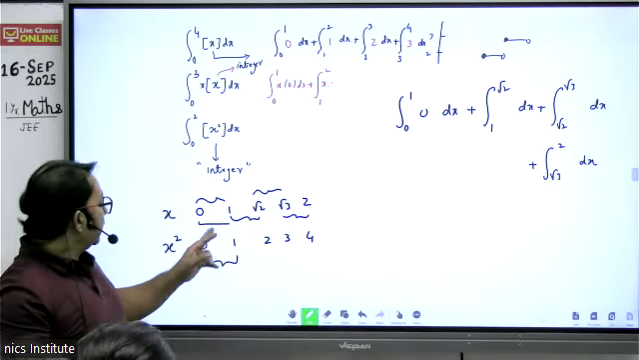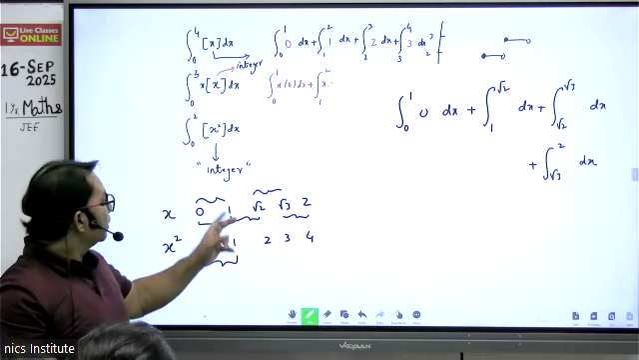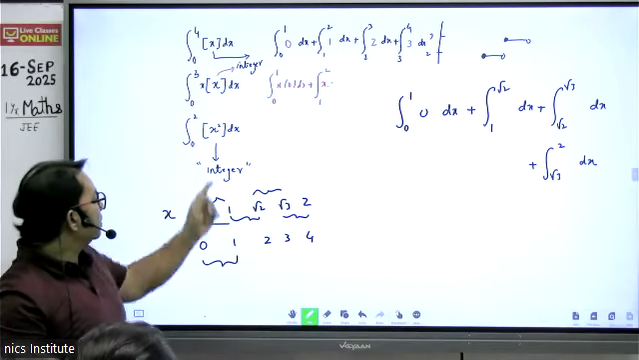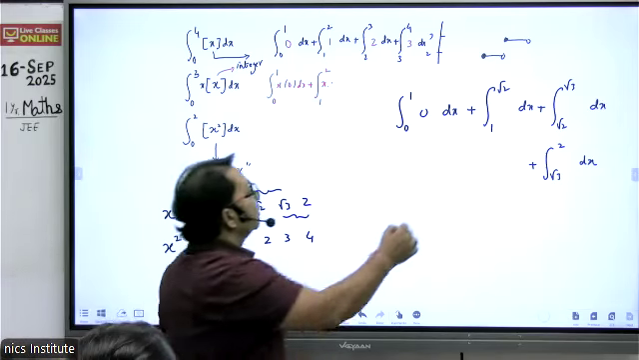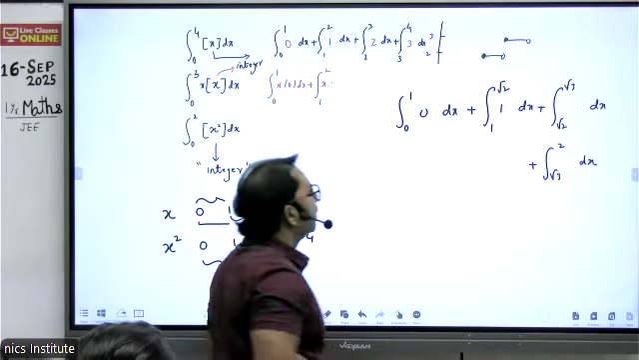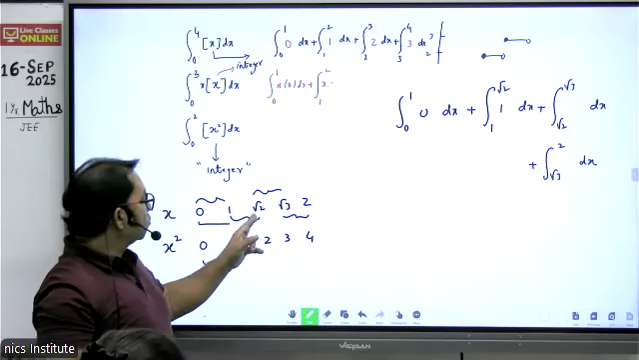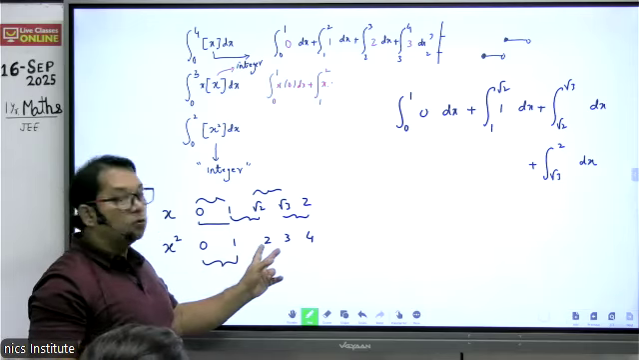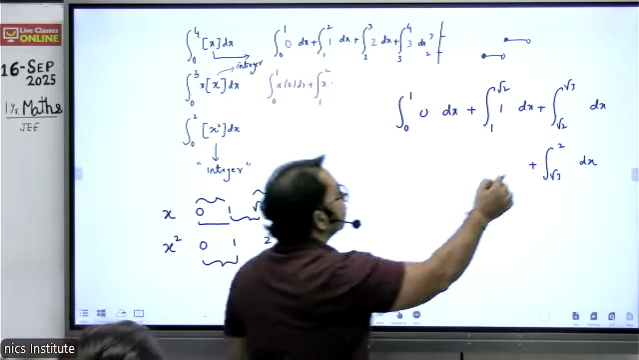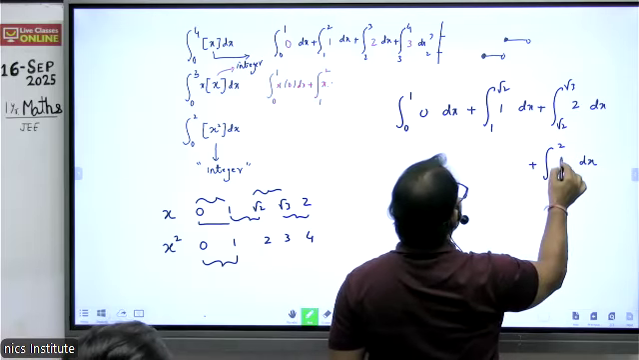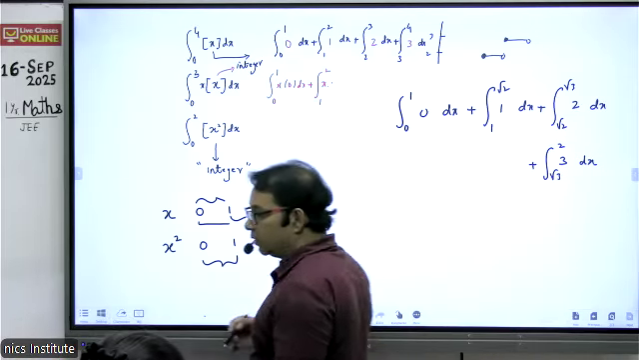Second part में x is 1 to root 2, but we have x square inside the integer. x square is 1 to 2. So it will be 1. Then x is between root 2 to root 3, but x square would be 2 to 3. It will be 2. And then it will be 3. Integrate and put the limits.